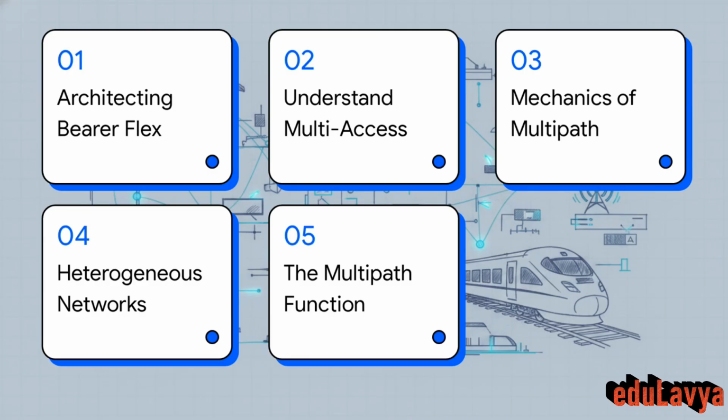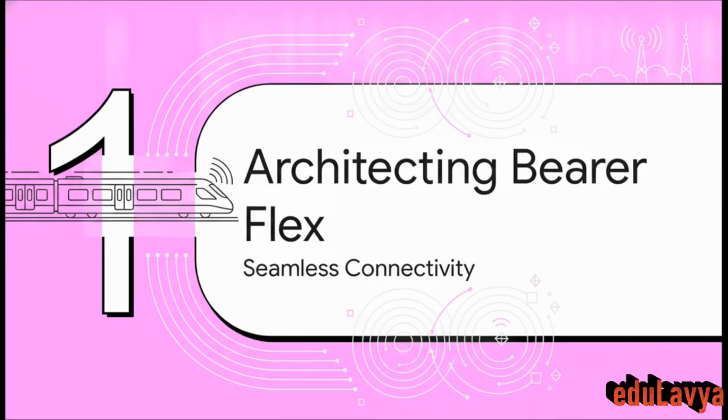We are going to cover 5 main areas: architecting bare flexibility, understanding multi-access, the mechanics of multipath, operating heterogeneous access networks, and finally, implementing the multipath function. Let's jump right in. Section 1. Architecting bare flexibility. Okay, let's dive into this.